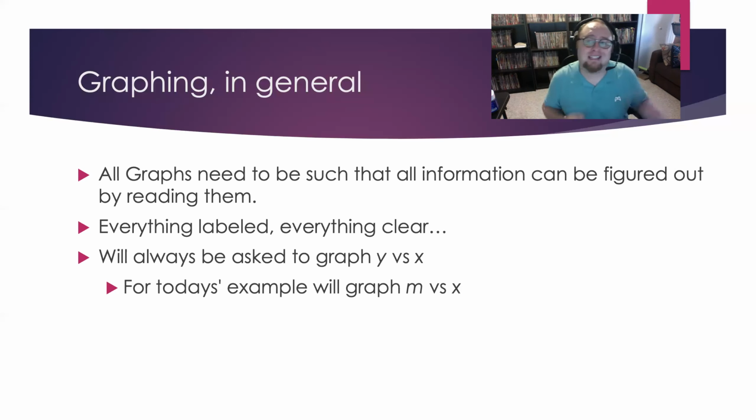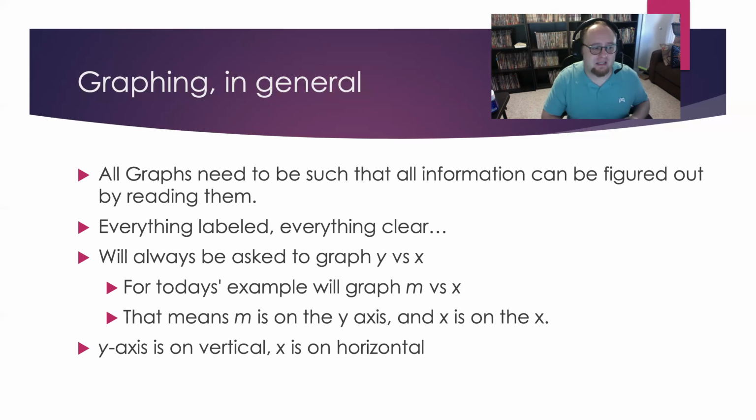However, the order I say it is important. If I say m versus x, what that means is m is y, x is x. You need to keep track of what goes on your y-axis, which is the vertical, and what goes on your x-axis, which is the horizontal. And it'll always be the order I say it. When I tell you to graph f versus a, f is y, a is x. If I tell you to graph p versus t over v, p is y, t over v is x. And if I ask you to graph m versus x, m is y, and x is x, which is kind of nice and makes things easy.